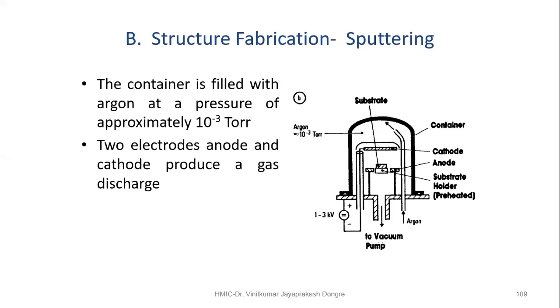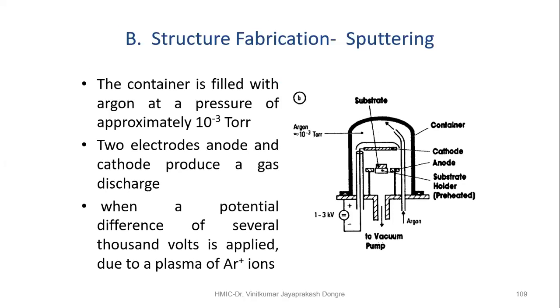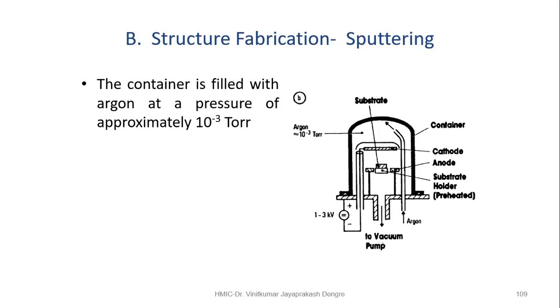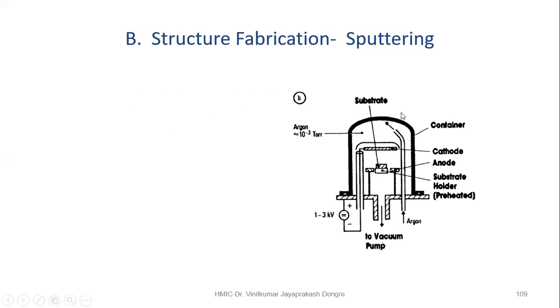The container is filled with argon at a pressure of approximately 10 raised to minus 3 torr. Two electrodes. Just wait. Now this vapor deposition is done. Now we are in sputtering. This is the second method. Vapor deposition is one method and sputtering is the other method. Now the diagram is the same for sputtering.